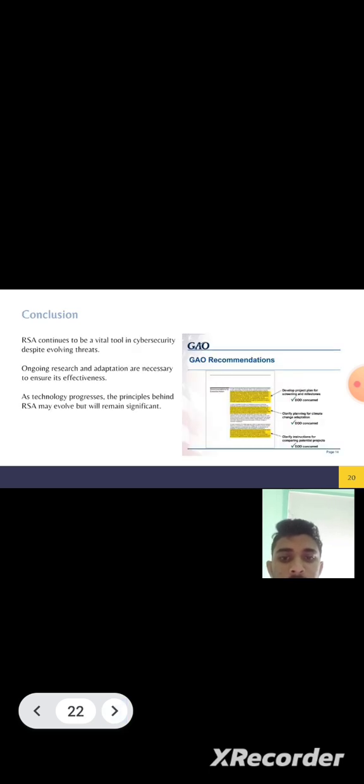Conclusion. RSA continues to be a vital tool in cybersecurity despite evolving threats. Ongoing research and adaptation are necessary to ensure its effectiveness. As technology progresses, the principles behind RSA may evolve, but it remains significant.